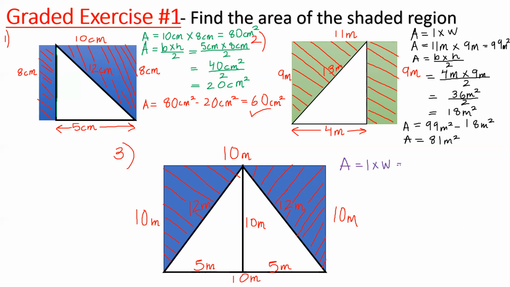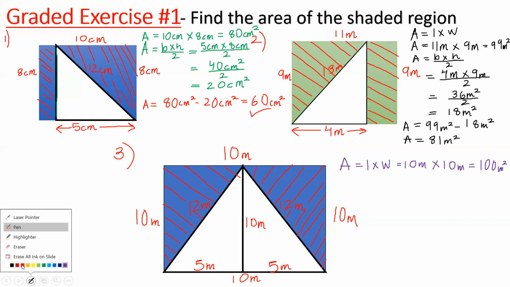What is the length? The length is 10 meters. What is the width? Also 10. So 10 meters multiplied by 10 meters, that's going to be what? 100. 100 what? Not centimeters, 100 meters squared. Good. How many persons got that? I did. Okay, so you're on the right track.